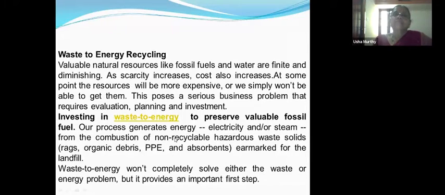Our process generates energy. When you have the process, the concept is to generate energy, electricity or anything like that, steadily from the combustion of non-recyclable hazardous waste, and it can be anything, rags, organic debris, or PPE or absorbents earmarked for the landfill. Then it can be used actually. So waste to energy won't completely solve either the waste or the energy problem, but it provides an important step. That's the first step actually.